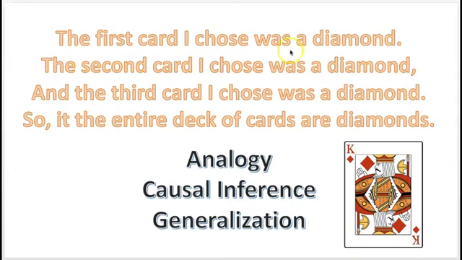The first card I chose was a diamond. The second card I chose was a diamond. And the third card I chose was a diamond. So the entire deck of cards are diamonds. Is it an argument from analogy, causal inference, or generalization? The answer is, that's right, it's an argument of generalization. It's an argument from a sample and a claim about the entire group.